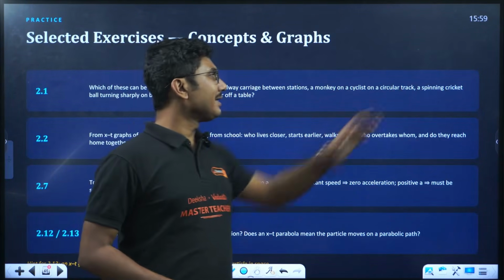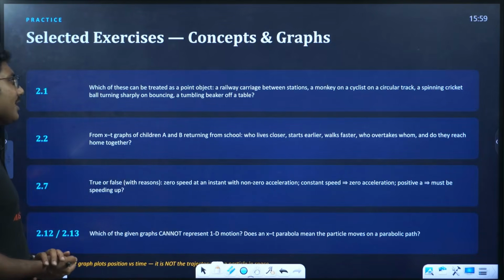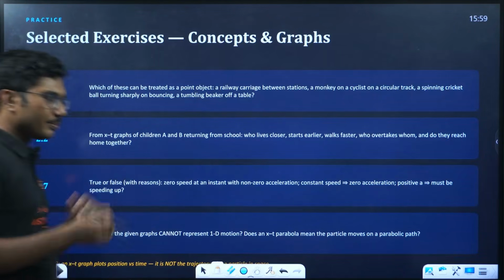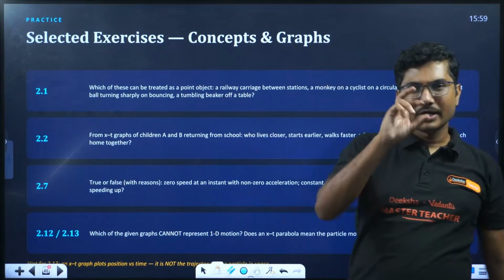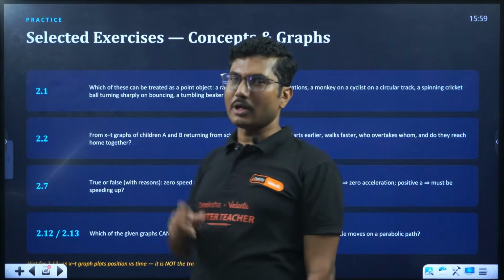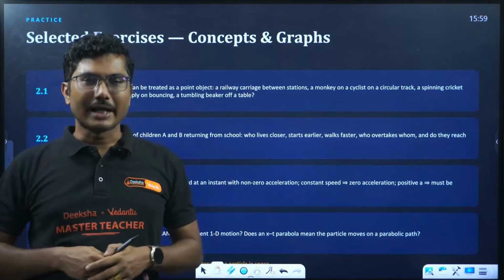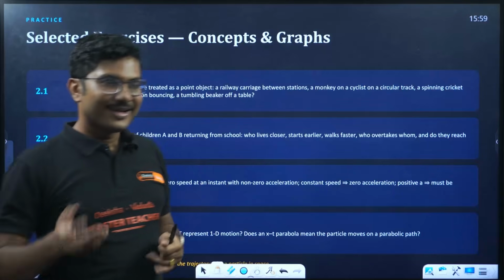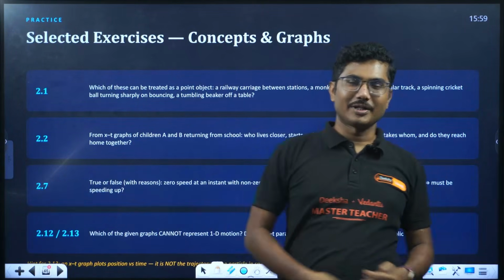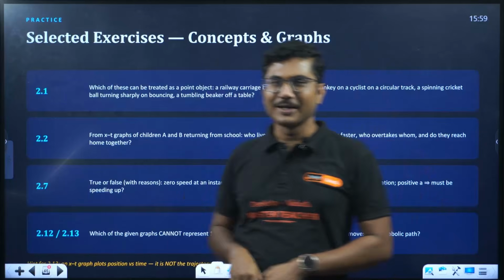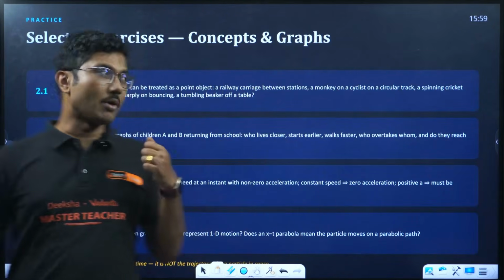A spinning cricket ball turning sharply on a bouncing wicket. The length of the pitch is large enough, and the size of the ball is very small compared to the size of the wicket, right? If you have seen cricket, the size of the ball is smaller compared to the distance between the bowler bowling and the batsman batting. That means you can still consider it to be a point object.